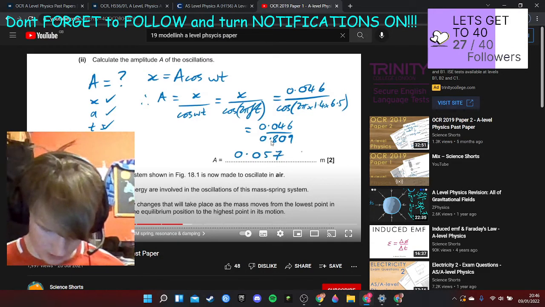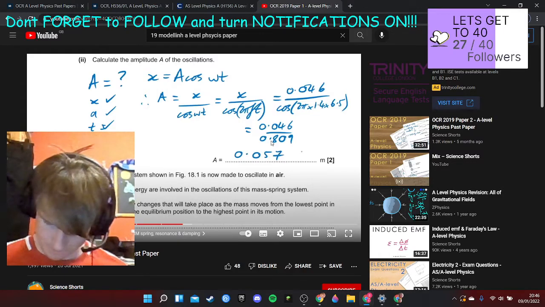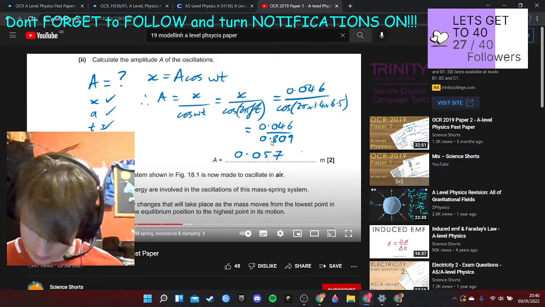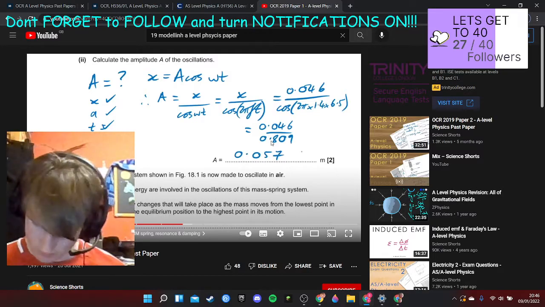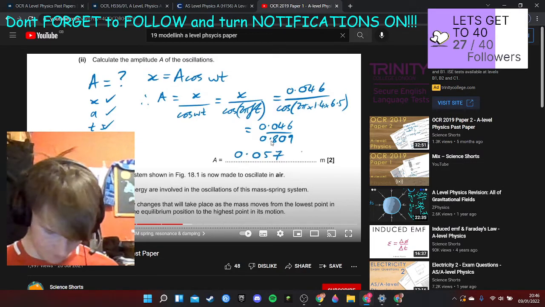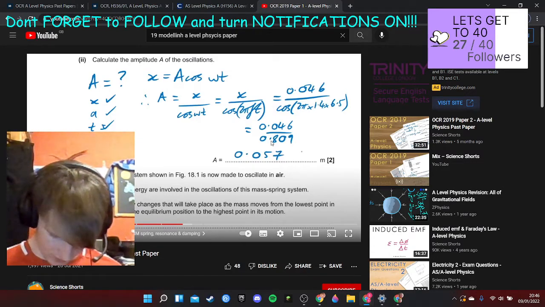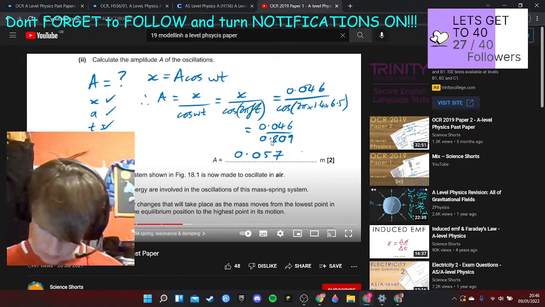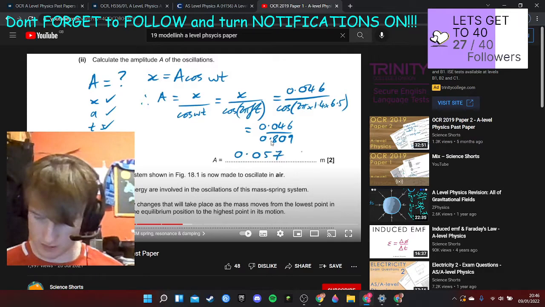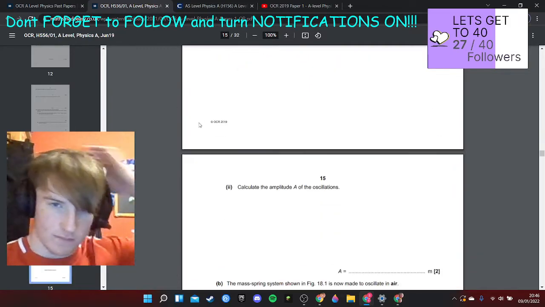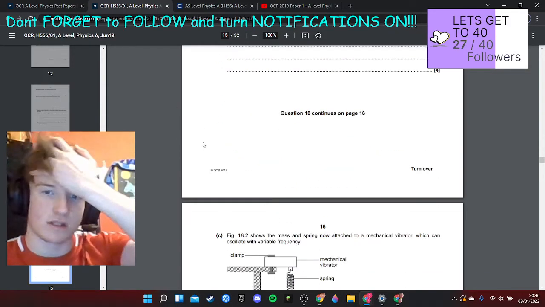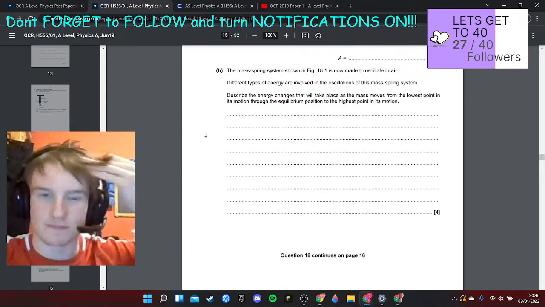Equals 0.809. And it's 4.6 times 10 to the minus 2 divided by this value I have, and equals 4.6 times 10 to the minus 2 divided by 0.057 meters. Oh, it's a writing question.